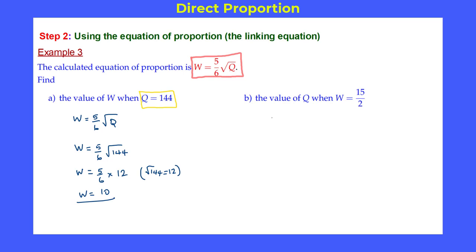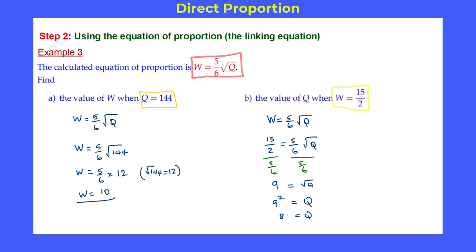Exactly the same idea for the next question. So this time we write down our equation of proportion. And this time we're given W is 15 over 2. So we replace it, use the fraction facility. So 15 over 2 equals 5/6 times the square root of Q. Now, this time we're going to divide both sides by 5/6. And again, our calculator will do this for us. So let's make it easy for ourselves. This would then leave me with the square root of Q on the right-hand side. And on the left-hand side, it turns out to be 9. Now, if the square root of Q is 9, to find what Q is going to be, we square it. And we get a value of 81.